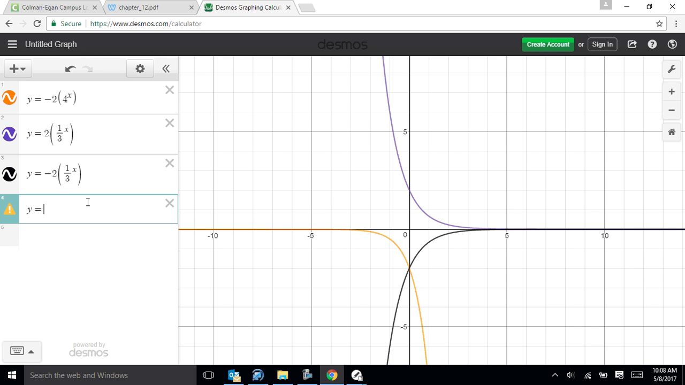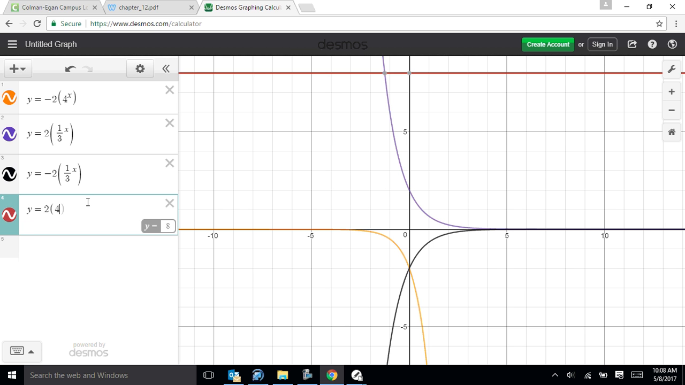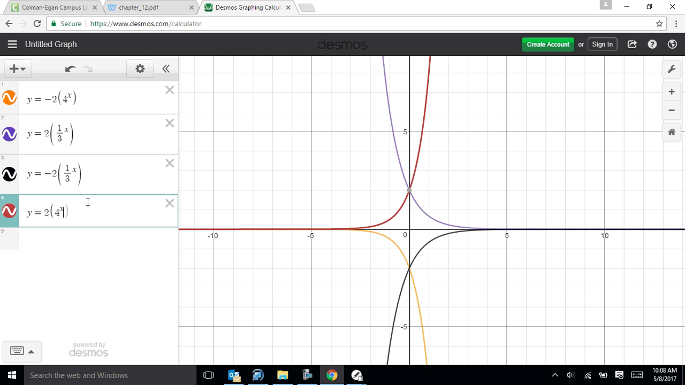No, I think it just said increasing or decreasing, right? Are you talking about 2? Yeah, 2. Alright, so there's your diamond. So this one here, is this increasing or decreasing? Increasing.